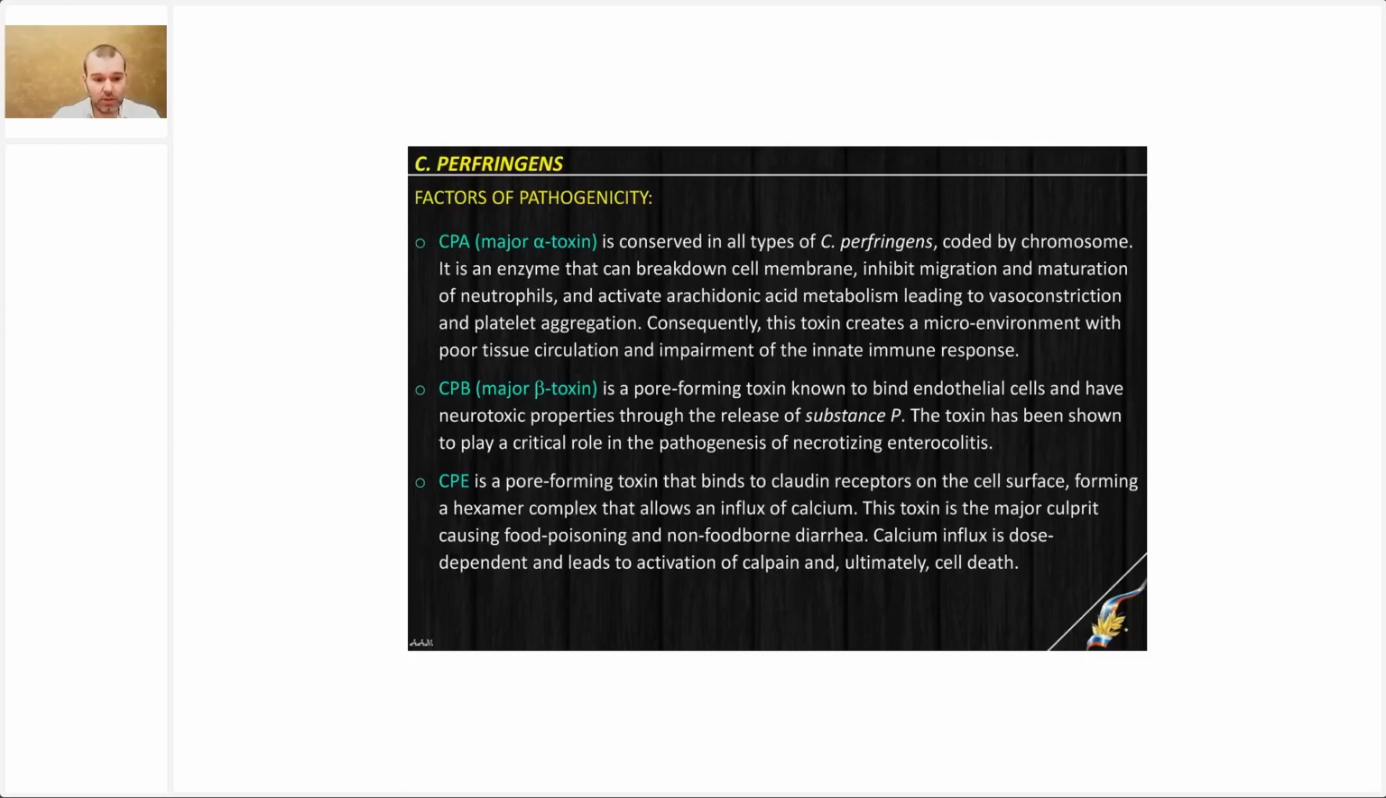CPE is a minor toxin. It is similar by effect with CPB toxin. It as well can produce pores in the cell membrane of human cells, and by some mechanism it can affect exchange of calcium and can cause food poisoning and different other types of diarrheal diseases. So if exchange of calcium will be affected significantly, that toxin can lead to death of the cells as well.